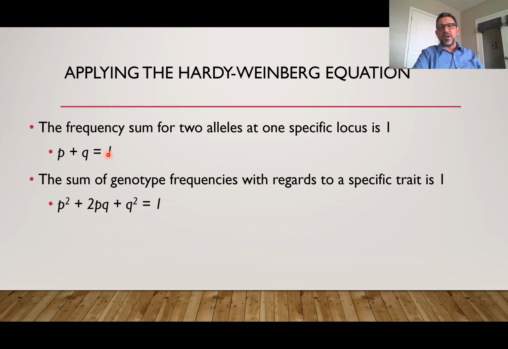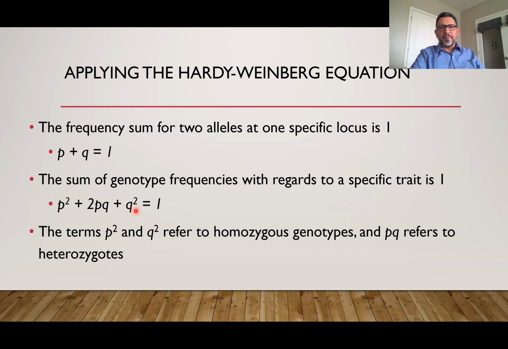Another expression of this Hardy-Weinberg equilibrium is what we call the Hardy-Weinberg equation. This is it right here: p squared plus 2pq plus q squared equals 1. Remember, p and q are symbols for alleles. Now, what about p squared?